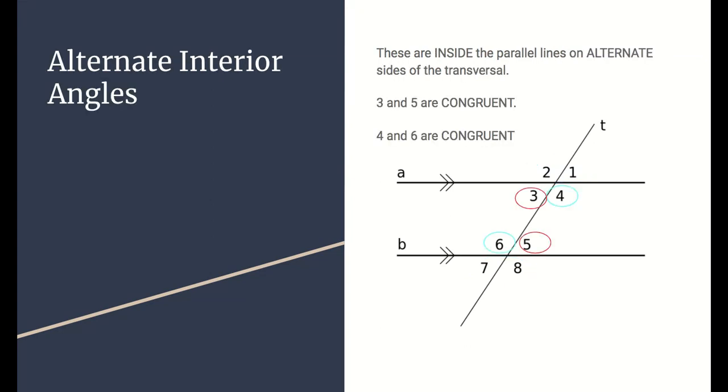Now, we're going to get a little bit more specific about these interior angles. So we're back on the inside of the parallel lines. If we look at 3 and 5, those are called alternate interior angles. They are congruent, meaning their angle measures are exactly the same. Now, angle 4 and angle 6 are congruent as well. They have the same angle measure. So they are on the inside of the parallel lines, but they're on alternate sides. Do you see that? So this one and this one are equal. 3 and 5 are equal.